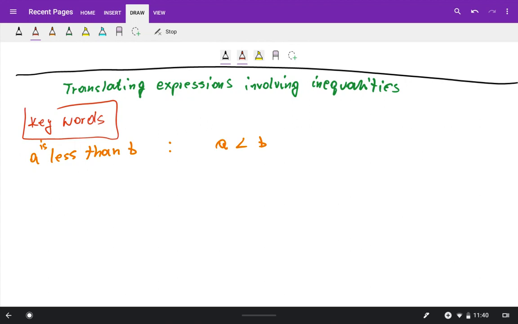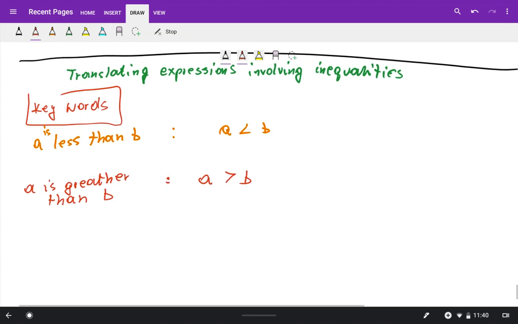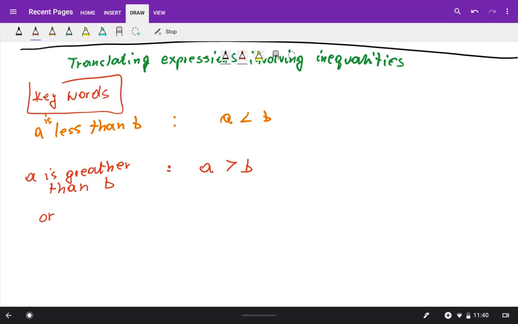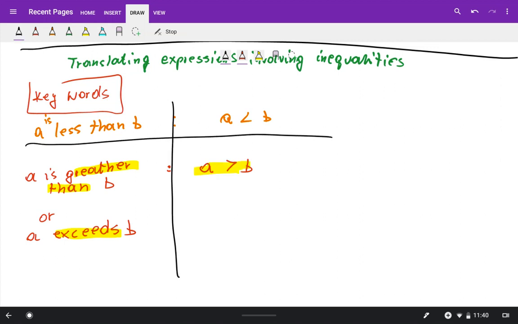What else can you have? Of course, you can have A is greater than B, which means A is greater than B. But also, when we talk about greater, you may see something like this: A exceeds B. So greater than is the same as exceeds. We're graphing that the same way.